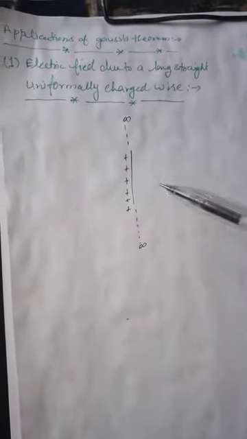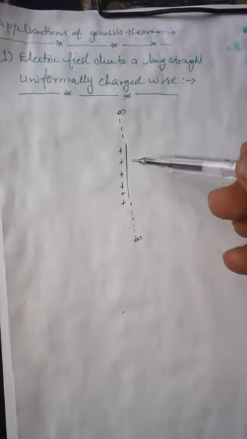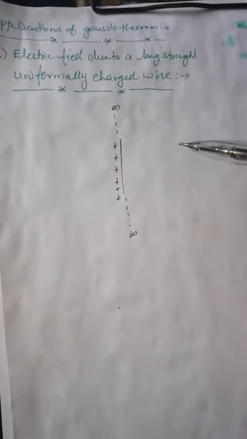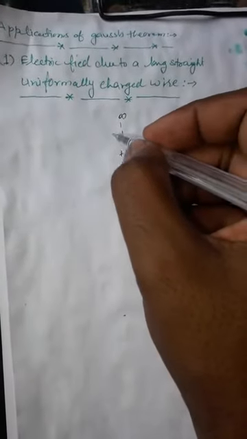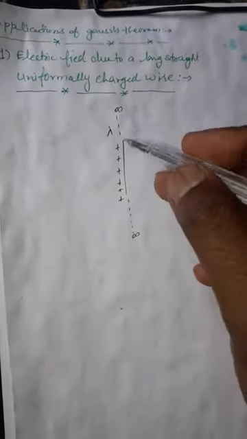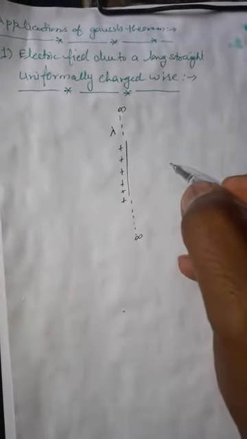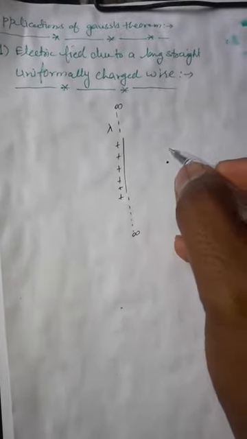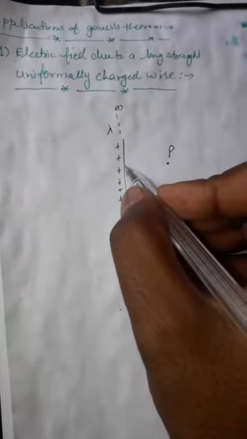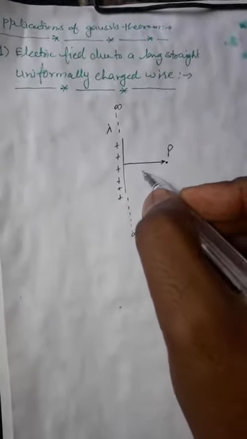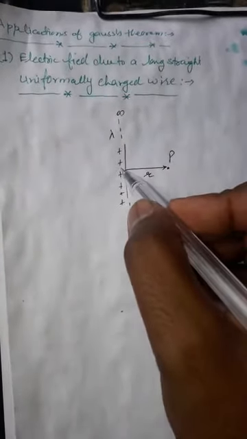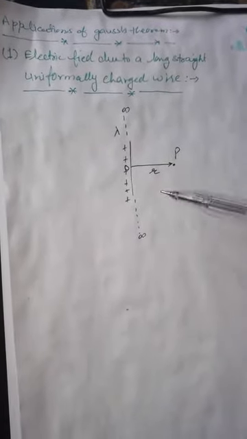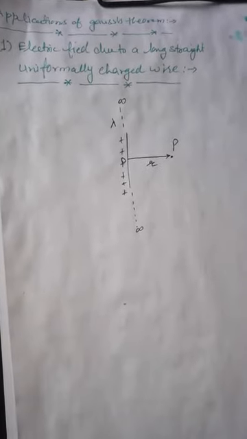For this, let us consider a charged wire of infinite length. Let the charge density of this wire be lambda, that is the linear charge density, and we have to calculate the electric field at point P, which is at a perpendicular distance r from the wire. Let this point be some origin O on the wire from where we calculate the distances.